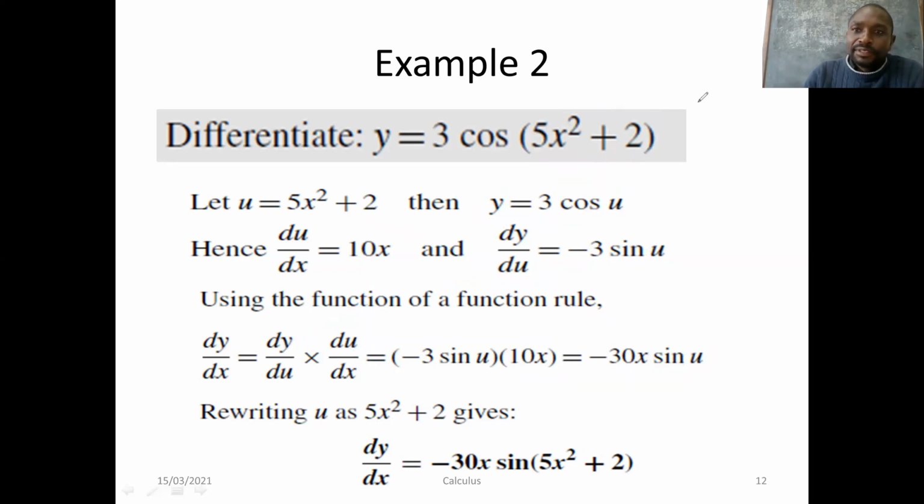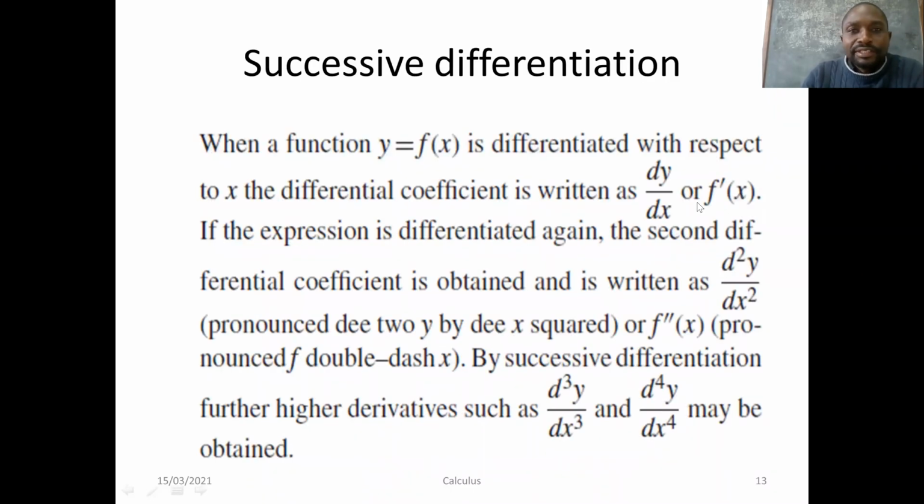Let's move on to the next, which is basically successive differentiation. Successive differentiation simply means that you differentiate a function once, and again. Once you differentiate the function the first time, you get dy over dx, which can be written as this. You can also write this as simply y with a dash at the top.